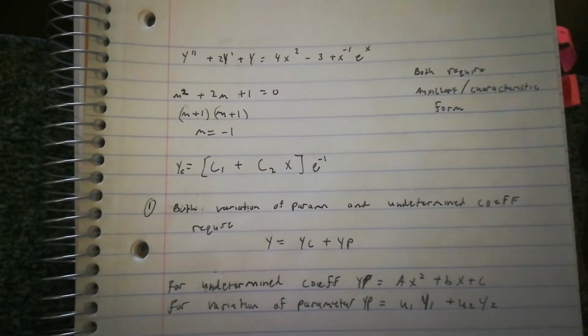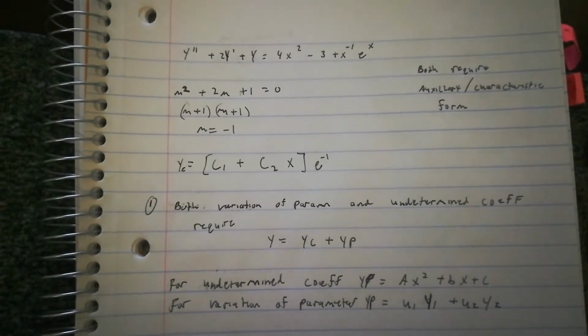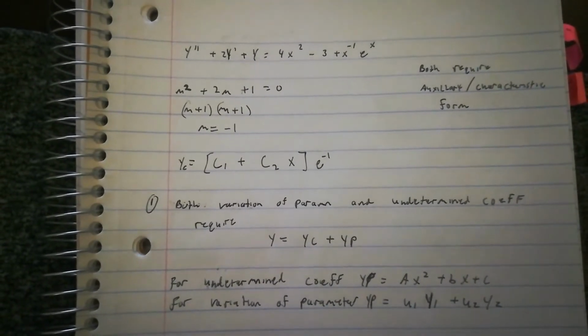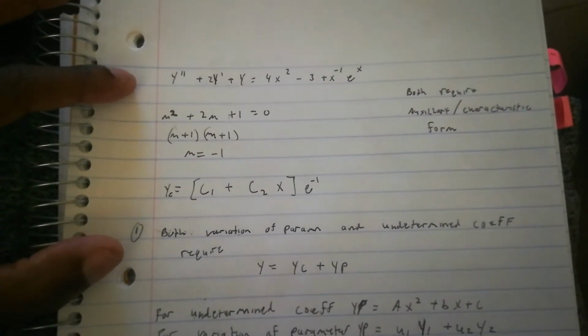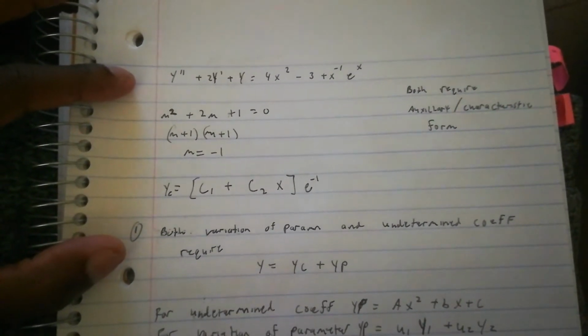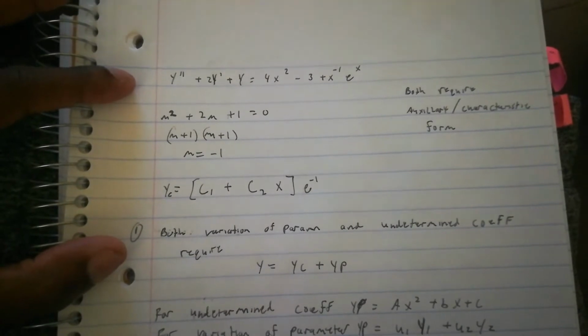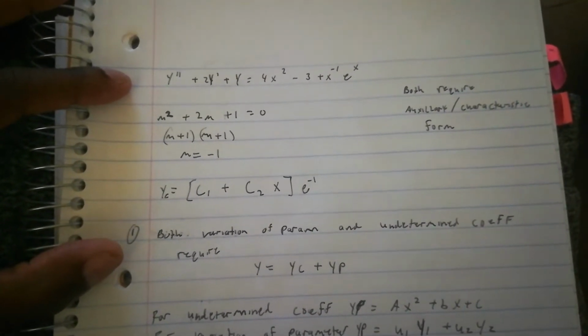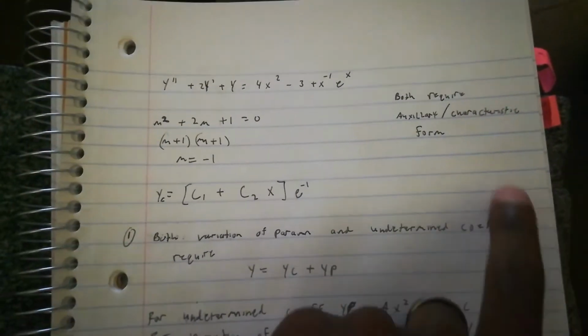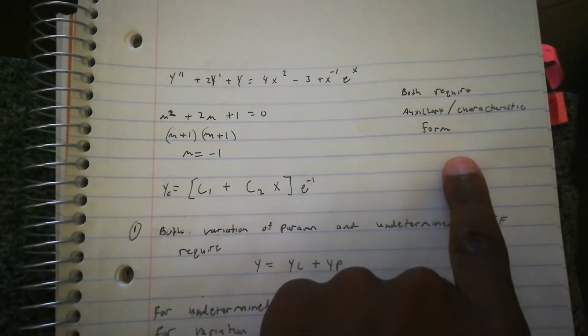Method 1 is variation of parameters, method 2 is undetermined coefficients. We're given this differential equation, y double prime plus 2y prime plus y equals 4x squared minus 3 plus x to the negative 1 power times e to the x. The initial comparison is both require auxiliary and or characteristic form.